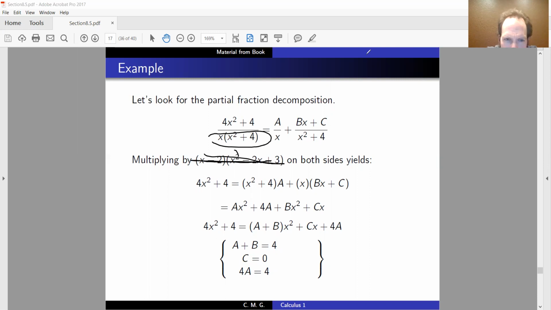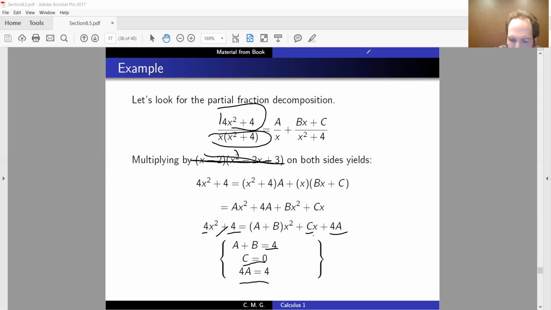And so what I get here is 4x squared plus 4, which is the numerator, is x squared plus 4 times a plus x times bx plus c. So I combine everything that I can here. I end up with 4x squared is a plus b. The x term here, there's nothing there, so it's 0. So c is already 0. So I already have one of my two terms. And here 4a is 4.